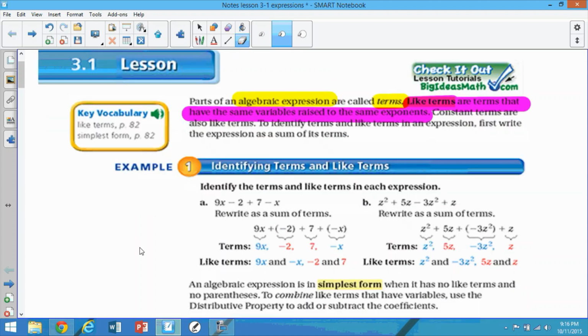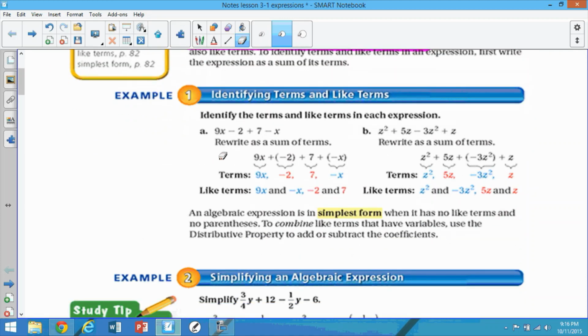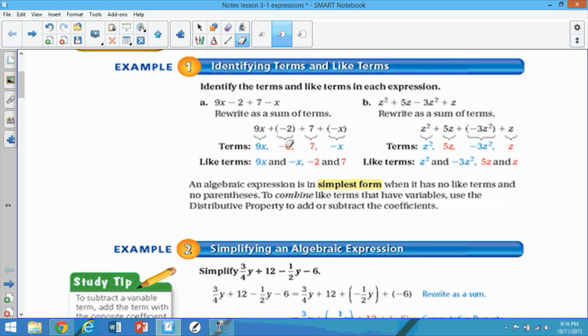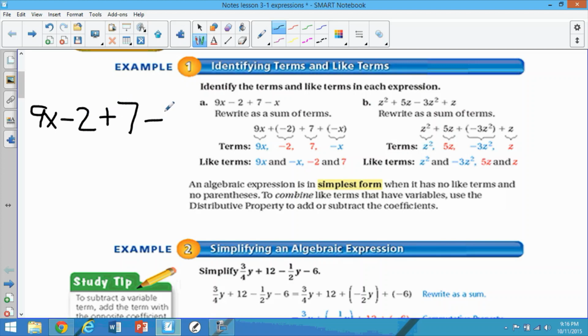So in this first example, you're going to identify the terms and the like terms in each expression. So if I have the problem, this problem right here, 9x minus 2 plus 7 minus x. Okay, I'm telling you the very first thing I would do is rewrite it as an addition problem. Okay, rewrite it as an addition problem.